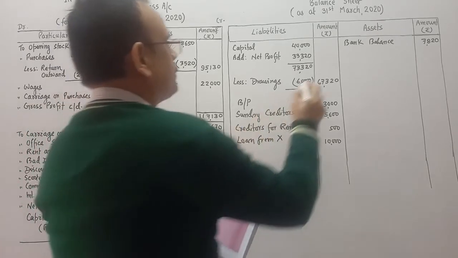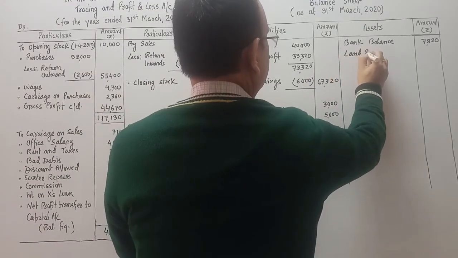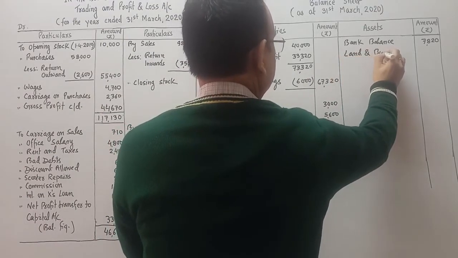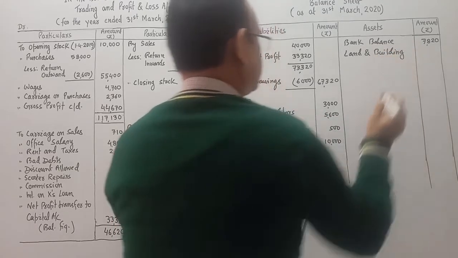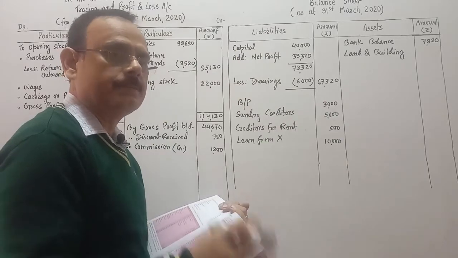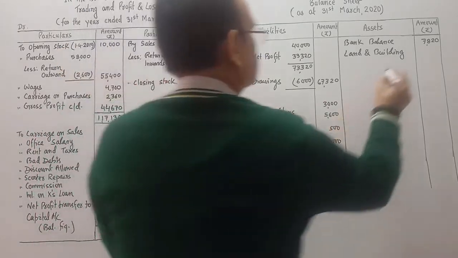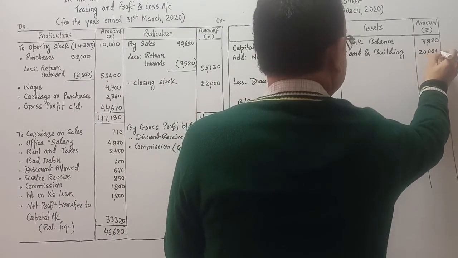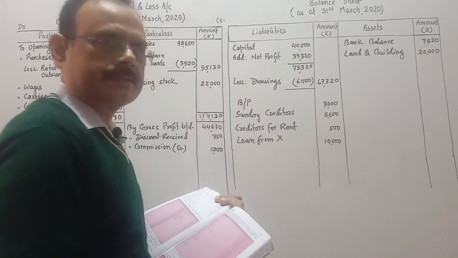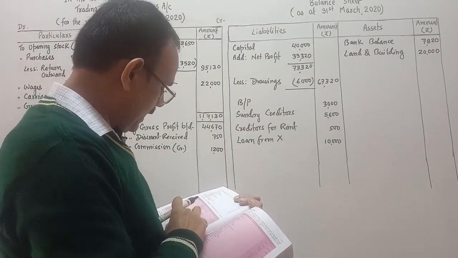Next is land and building. Land and building is a fixed asset. Under fixed assets, it is a tangible asset. So land and building is 20,000. We have to write it on the asset side. It's a fixed tangible asset.